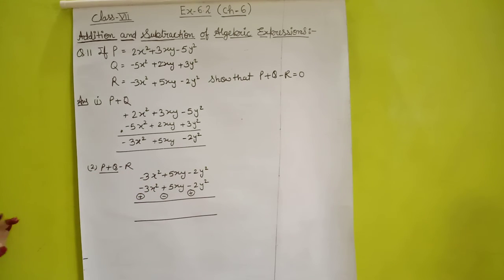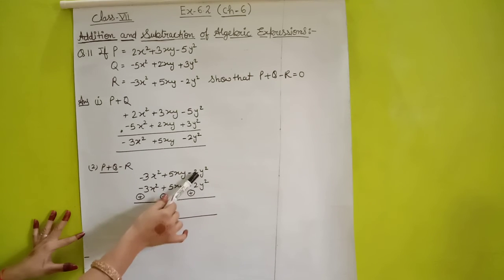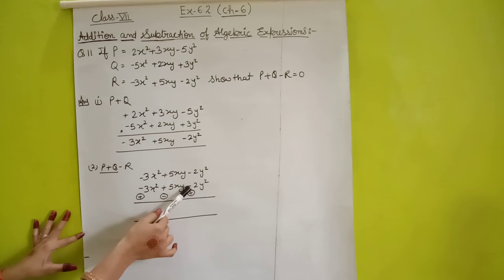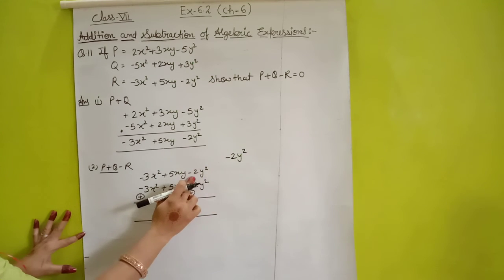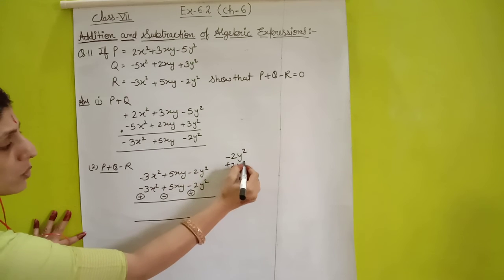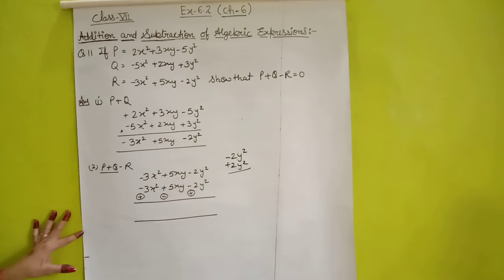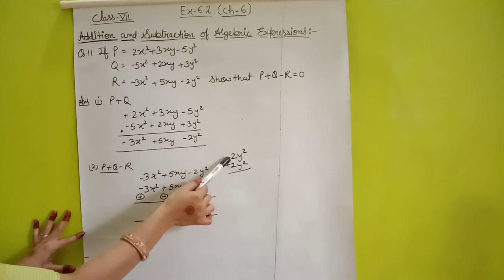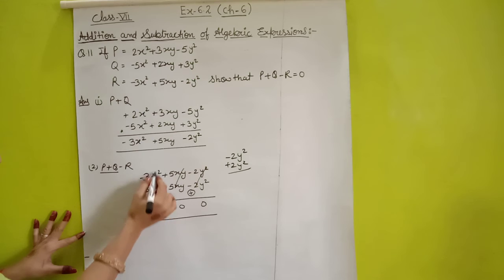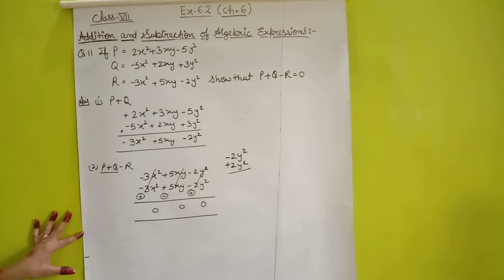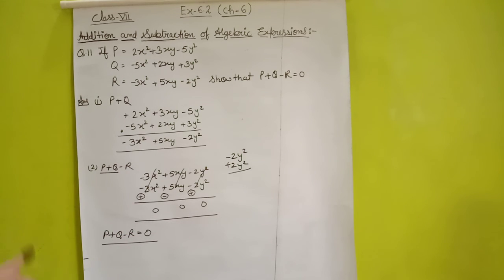Now students, as I told, when terms are the same and signs are opposite, then they will cancel out each other. Here, one term is minus 2y square and another term is plus 2y square. The terms are the same, both are like terms, and signs are opposite. So we can cancel out to 0. Here also cancel out to 0 and here also 0. So the value of P plus Q minus R is equal to 0. We have proved it. So this was a very easy and interesting question.